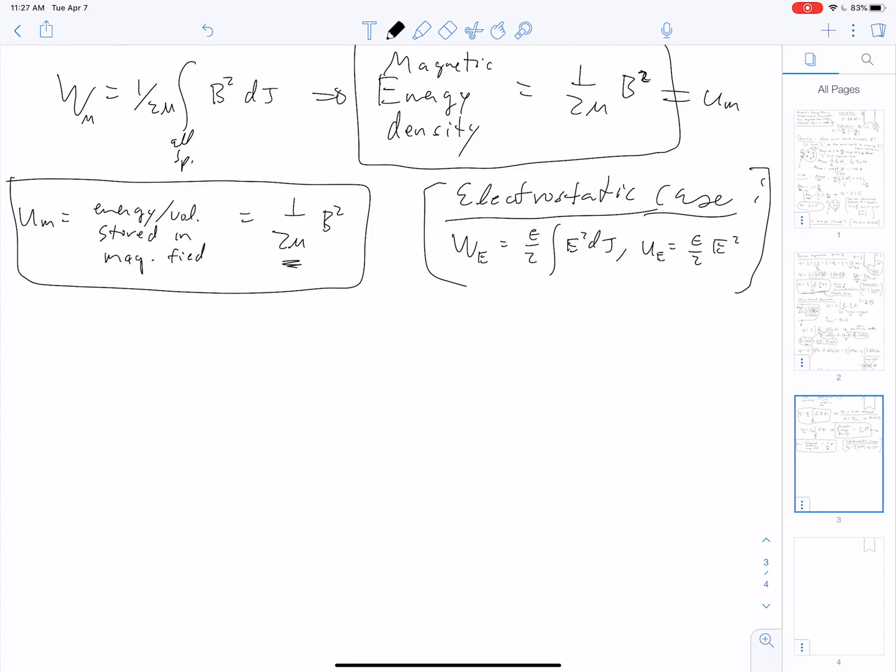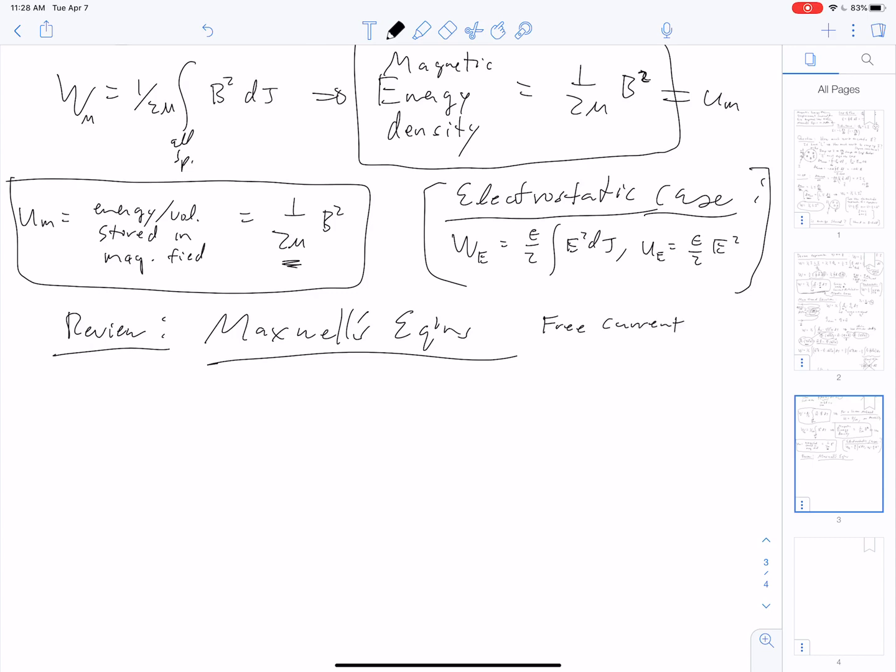And so what we can do now is let's write Maxwell's equations, what we have so far. Let's sort of review. So this is a little bit of review. Let's remind ourselves of what Maxwell's equations look like up to now. Let's look at them for free current and free charge density. And we'll add the materials in later, but let's just take a look at them.